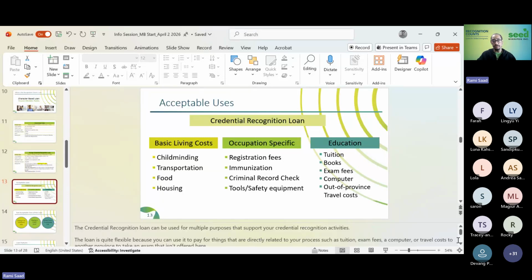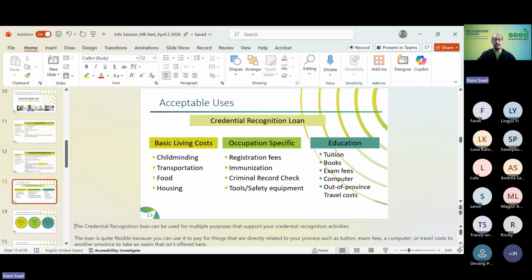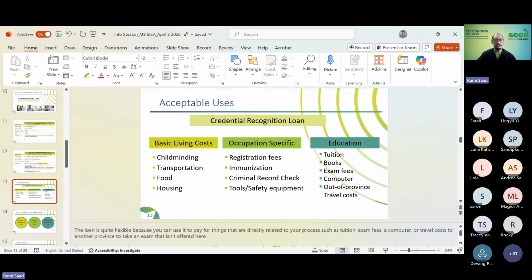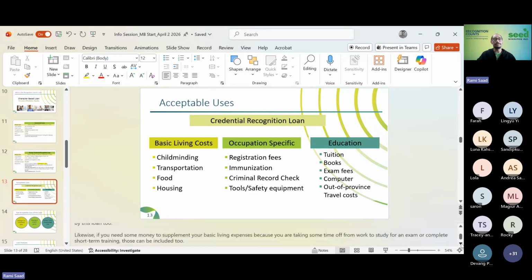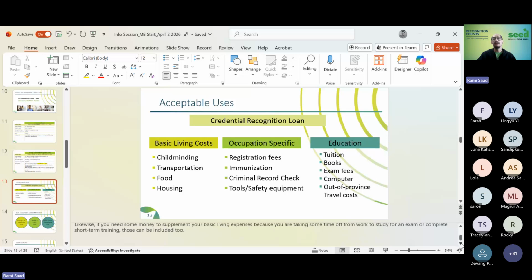It also helps with your occupation-specific costs. Sometimes some jobs need some money to pay for a criminal record check, or you need to purchase some tools, or there are some registration fees. So the loan can help you with that as well. And with your education, if you need to pay for your tuition, exam fees, books, or even if you would like to travel to Ottawa, for example, or out of province, it can cover your travel costs.